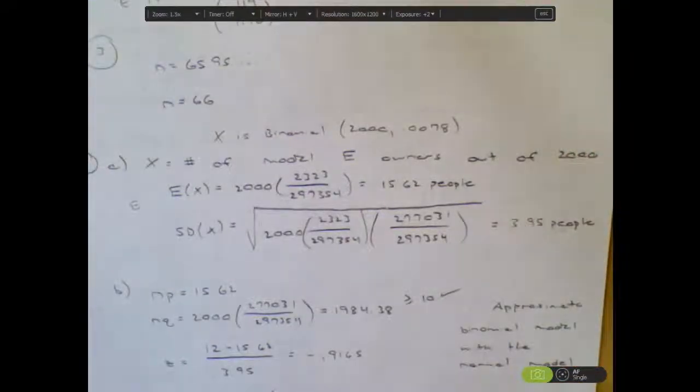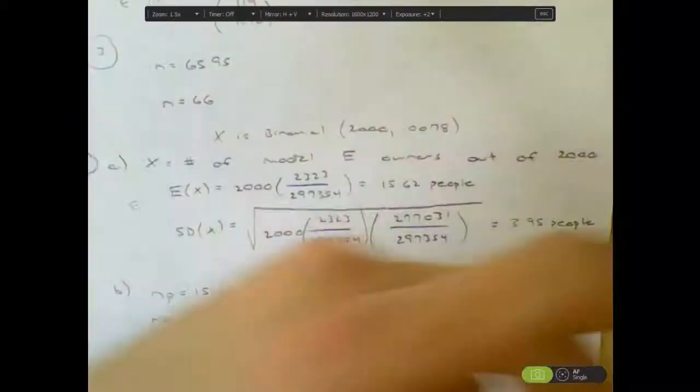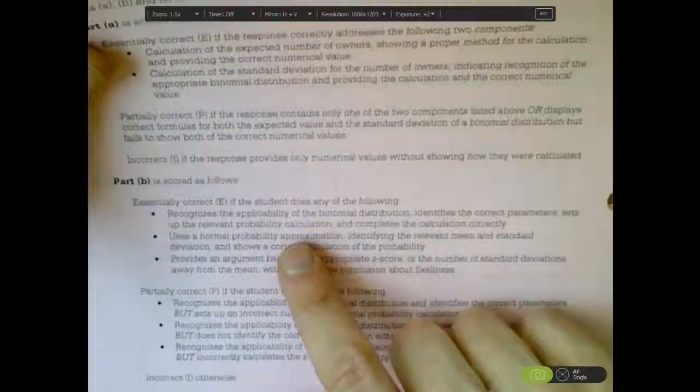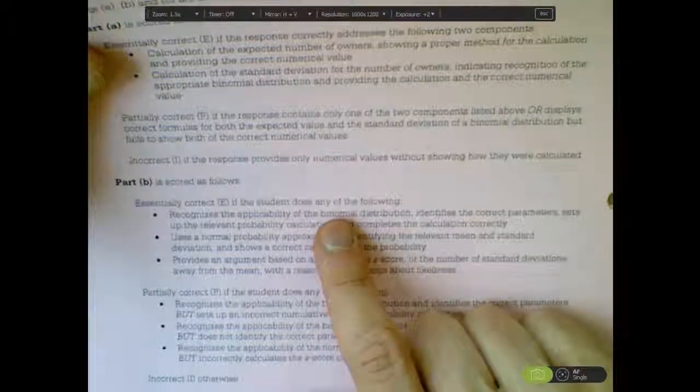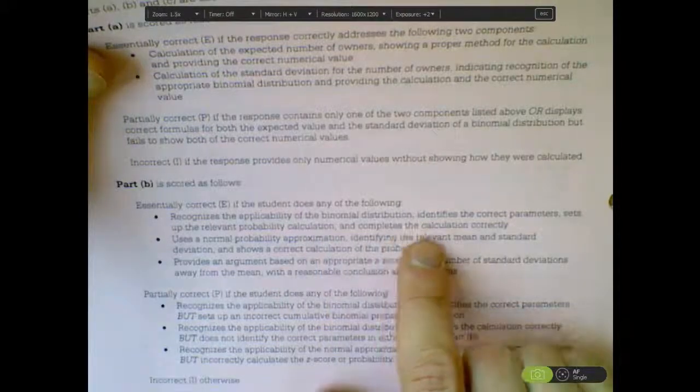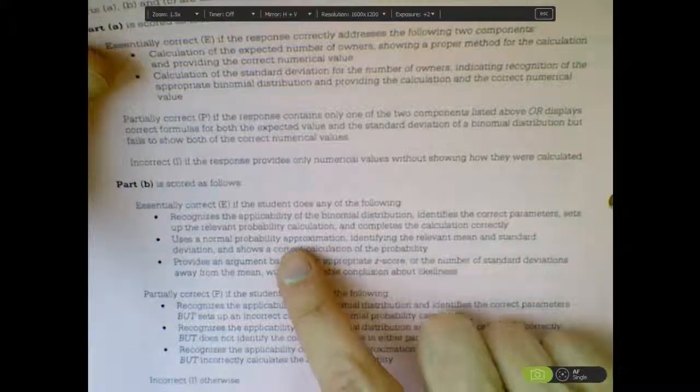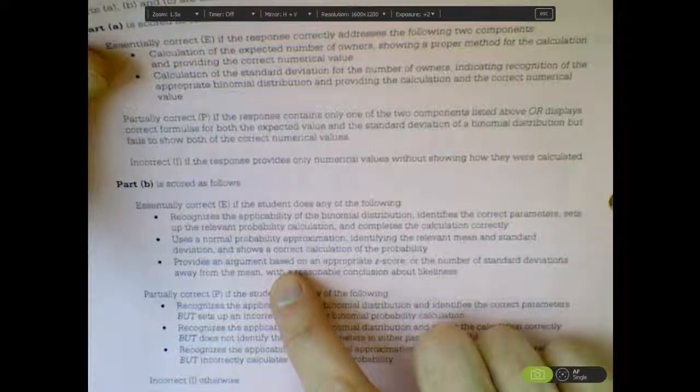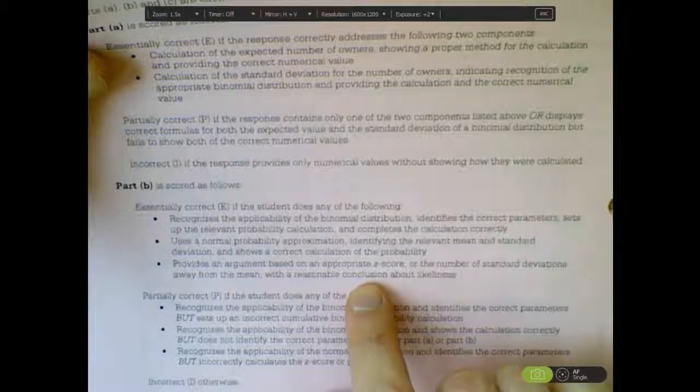As I move down to part B, how likely is it that fewer than 12 owners of model E would be included in the sample? Essentially correct if they do any of the following. You can use the binomial distribution and calculate your probability that way. Use the normal model. You'll notice I did that. Or provide an argument based on a z-score without actually going further and getting that value.